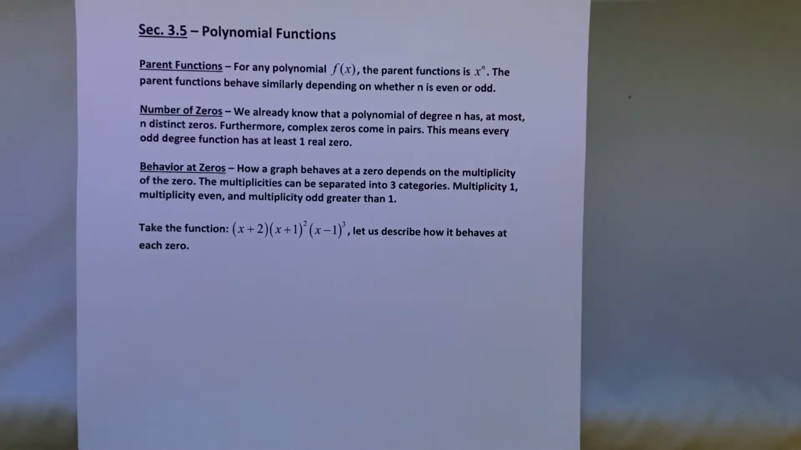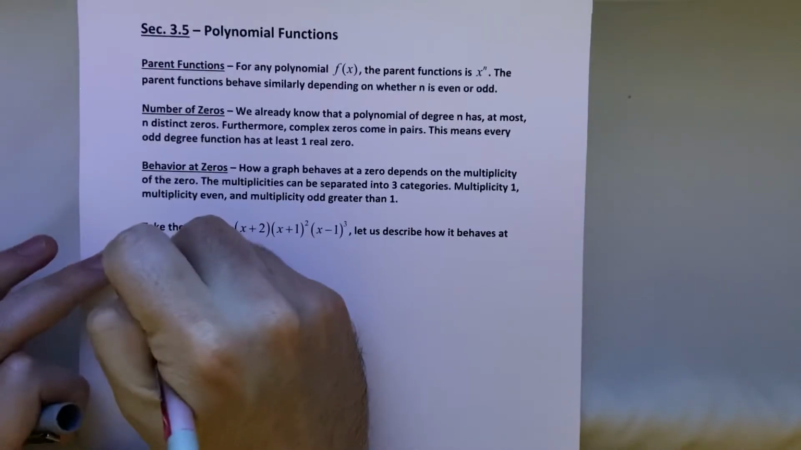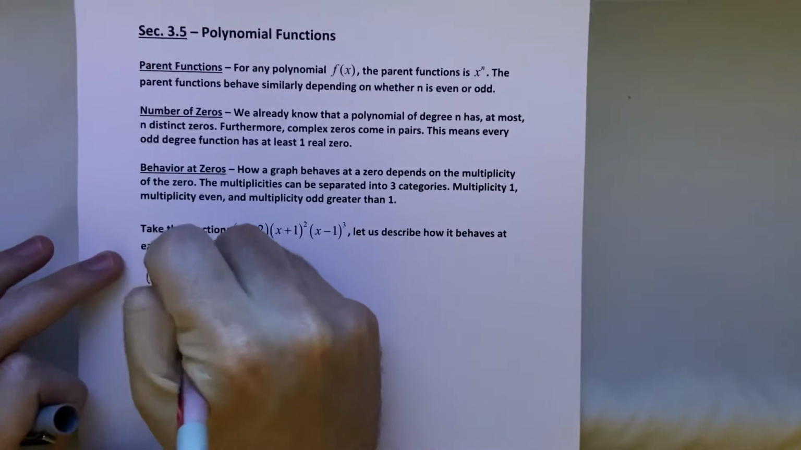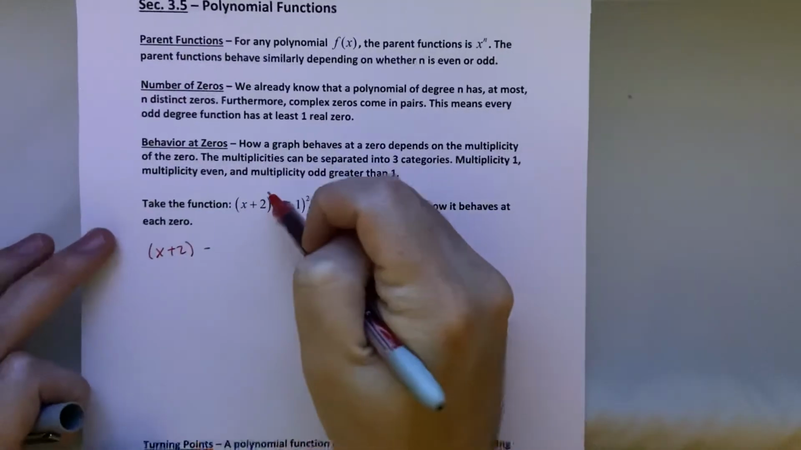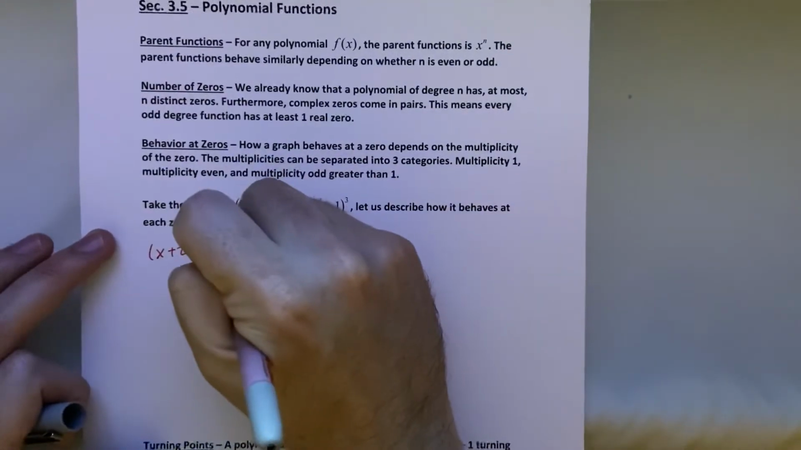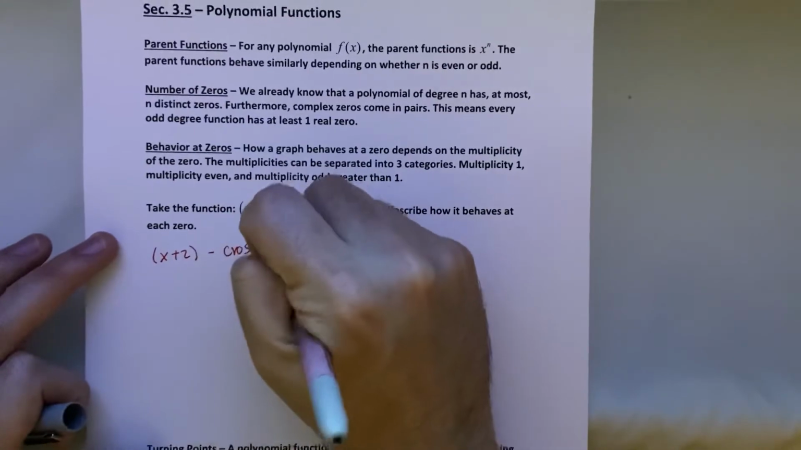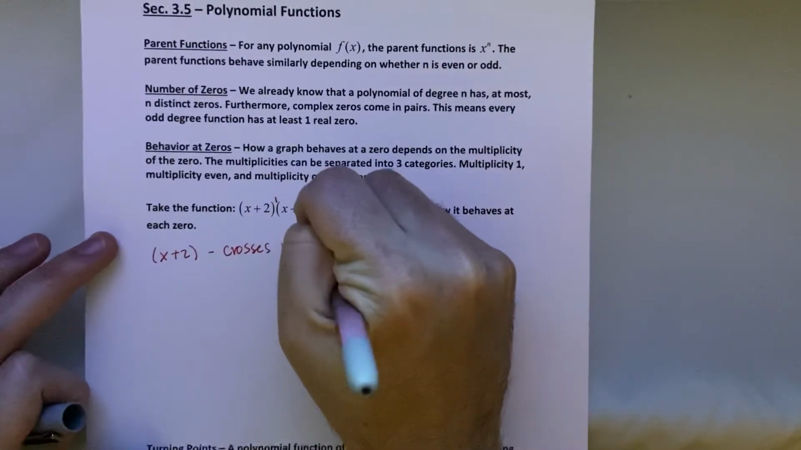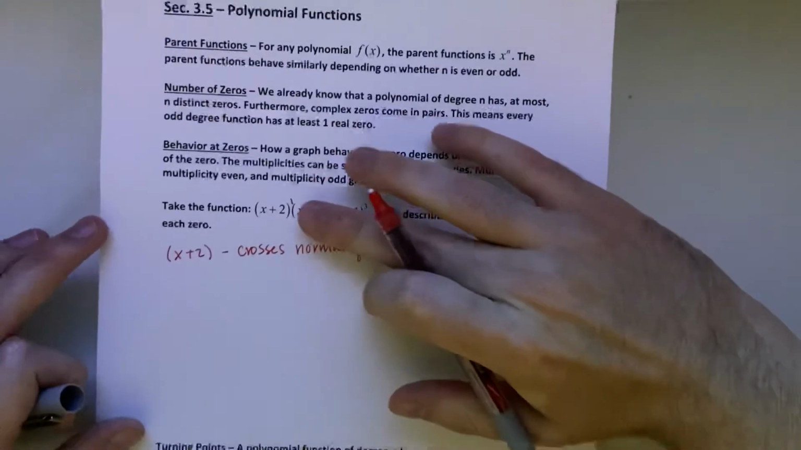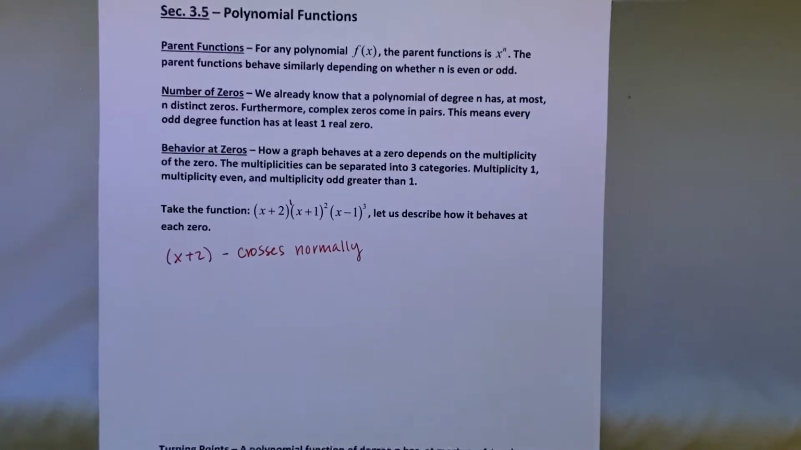So let's take the function (x plus 2) times (x plus 1) squared times (x minus 1) cubed and describe what happens. At the root x plus 2, it's to the first power, which means it just crosses normally. When you think of the line x plus 2, generally, without the rest of it, it's a line. It just has a constant slope. It would cross its 0 normally.